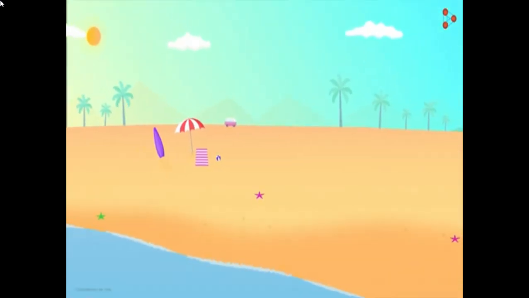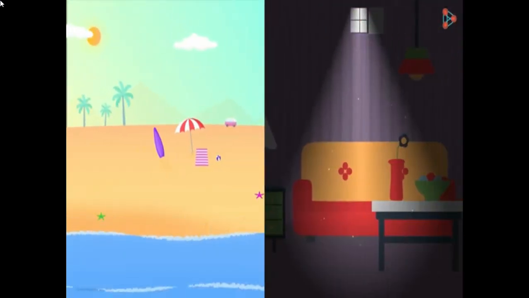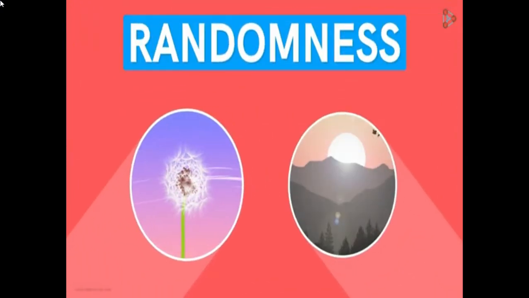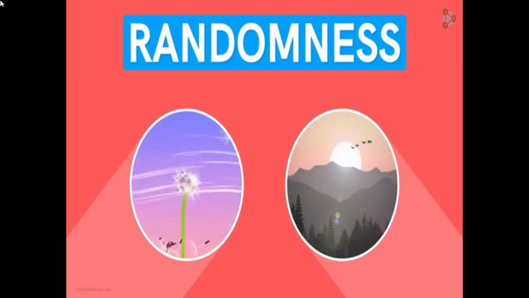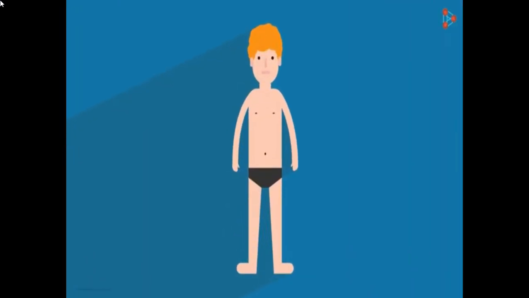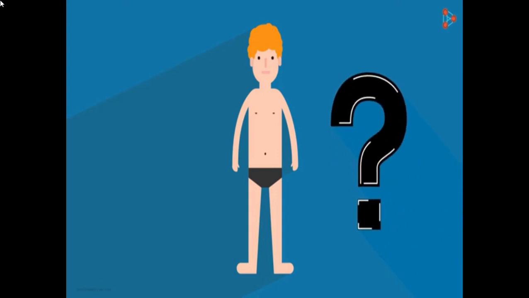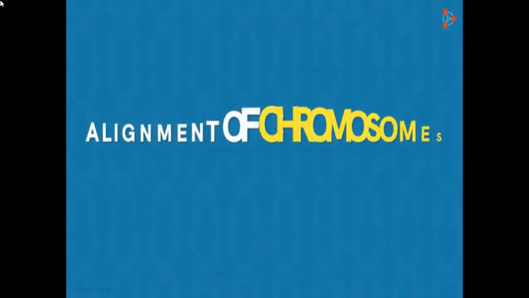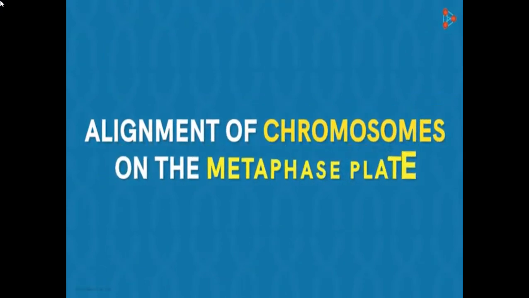There is one common thing among sea waves, dust particles, and a dice roll on the floor. Any guesses what that common thing could be? It's randomness. Randomness is commonly found in nature and in several things around us. But can you state an example of randomness that occurs inside us? Though our body seems to be organized, there are a few processes that have no fixed pattern. One of the processes is that of the alignment of chromosomes on the metaphase plate.